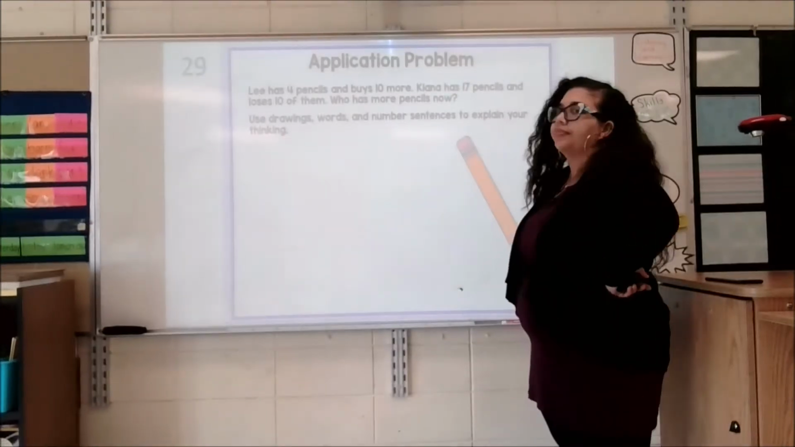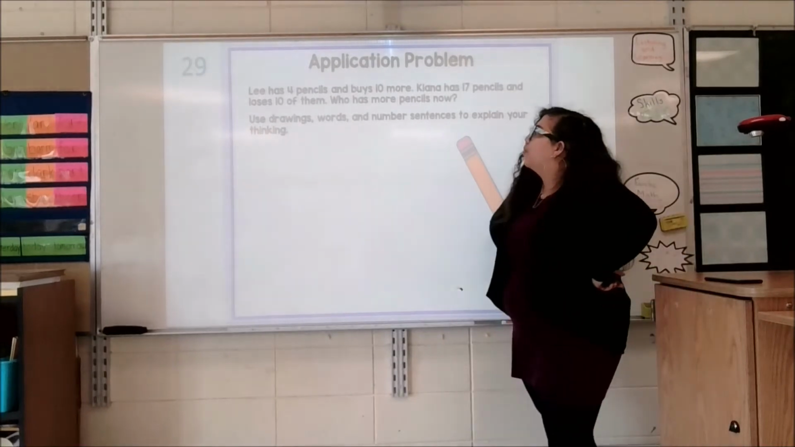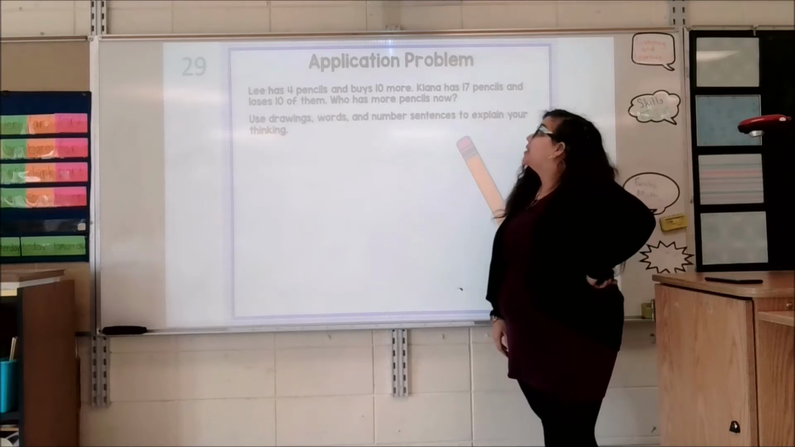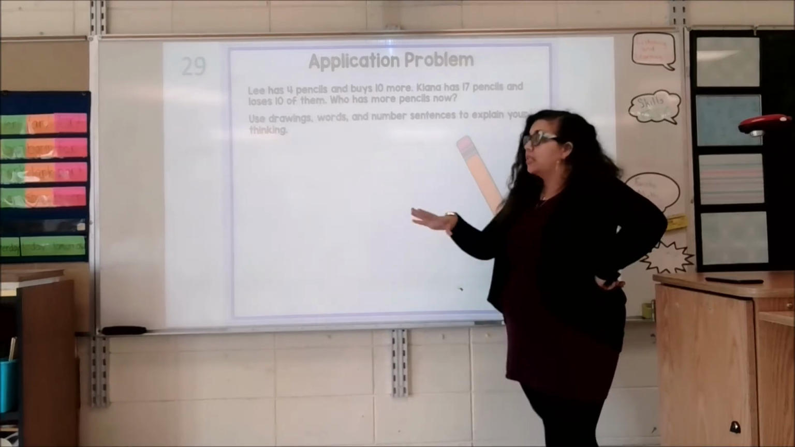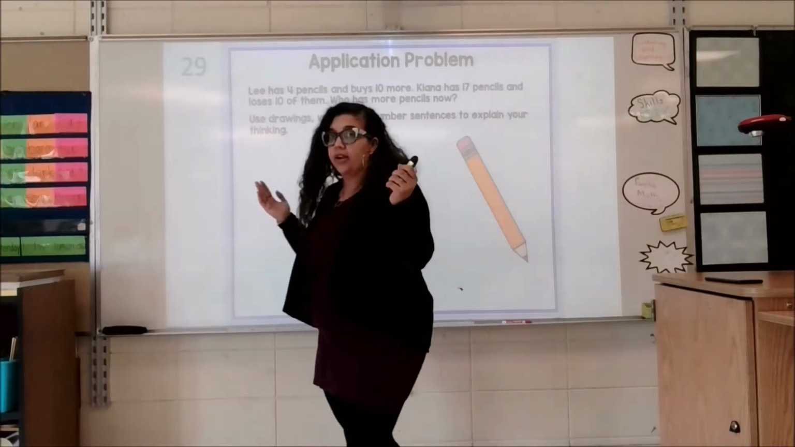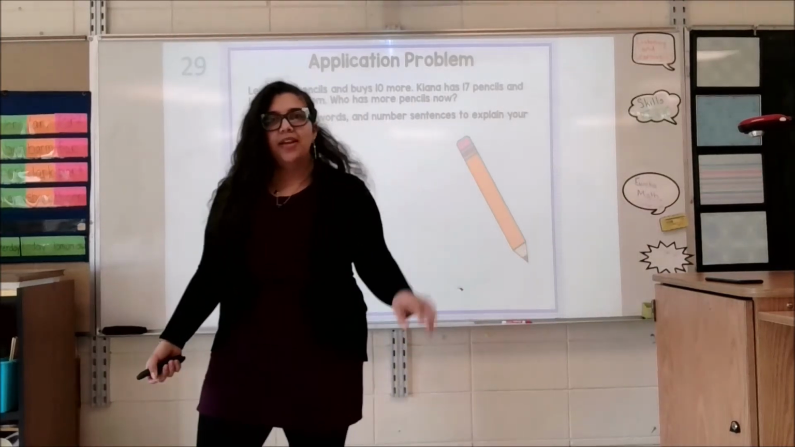It says, Lee has 4 pencils and buys 10 more. Kiana has 17 pencils and loses 10 of them. Who has more pencils now? All right, go ahead. It's going to pop up for you to answer.